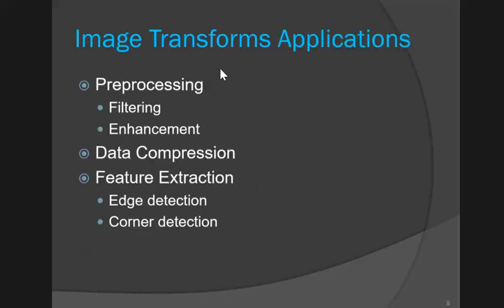Now the applications of image transforms are: we are going to use these transformation techniques during the pre-processing of images, like filtering and enhancement. Under enhancement we have seen smoothing operation and sharpening operation, so we are going to study the same operations in the frequency domain also. These are used in data compression techniques. These are also used for feature extraction like edge detection and corner detection. So in unit 4 we are going to study edge detection and corner detection.